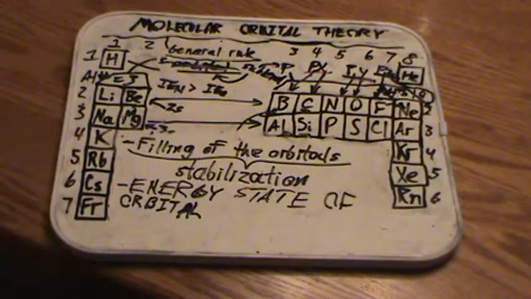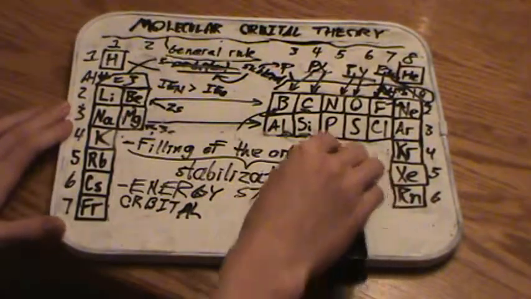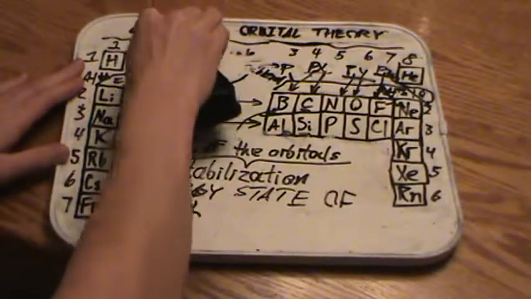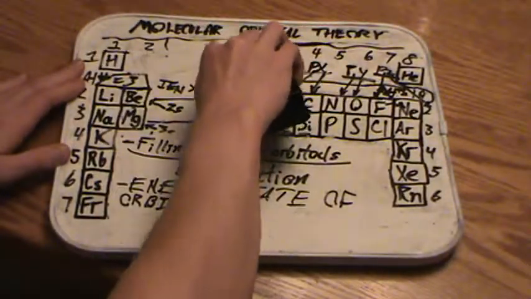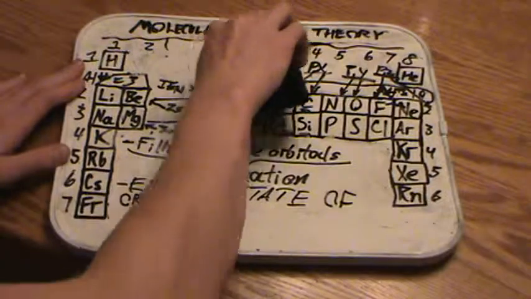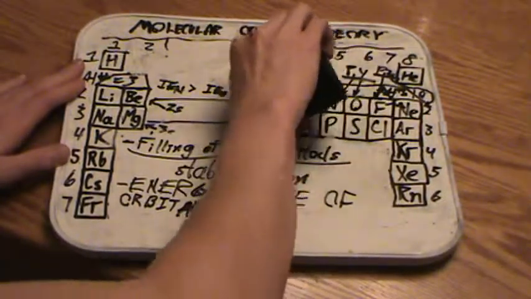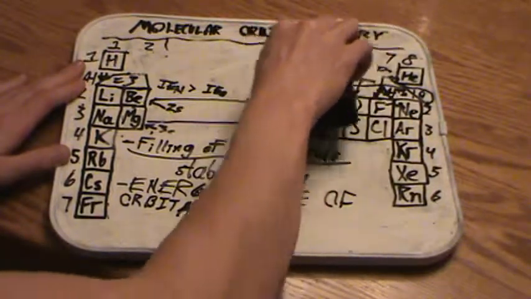So if we were to list out the orbitals in order of the amount of energy they possess when electrons are in them, we would say that s orbitals are of lower energy than p orbitals.